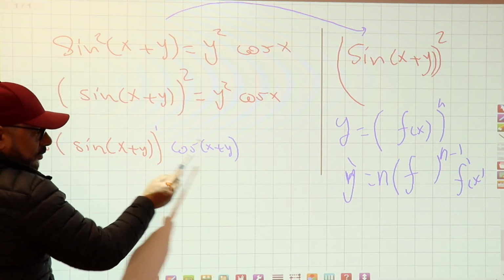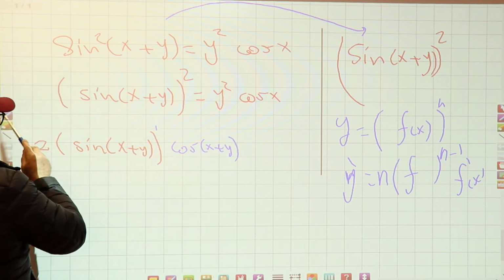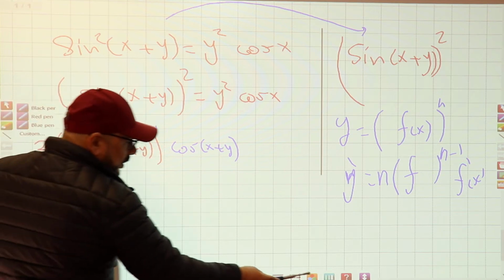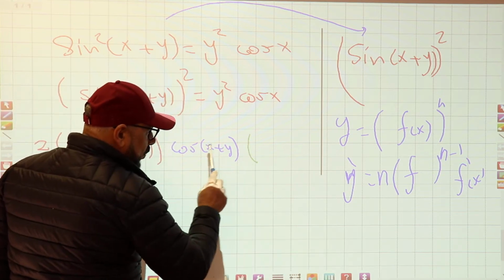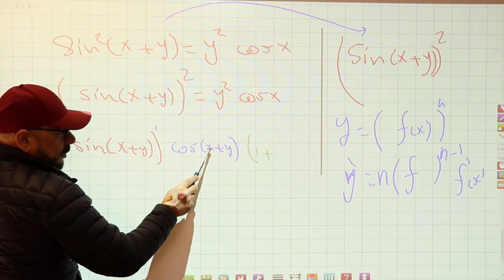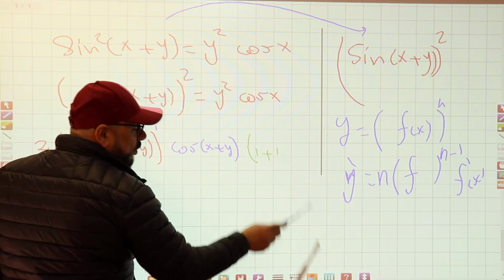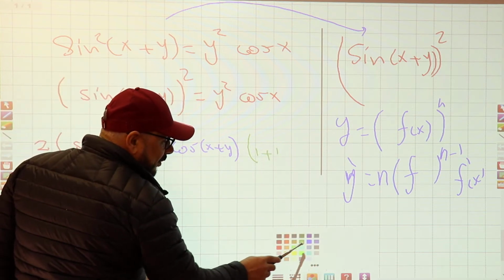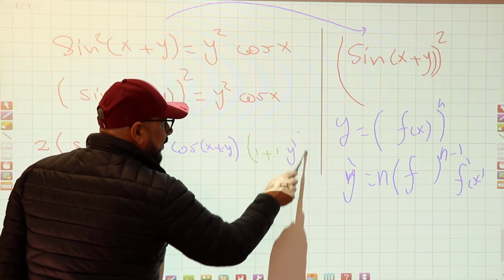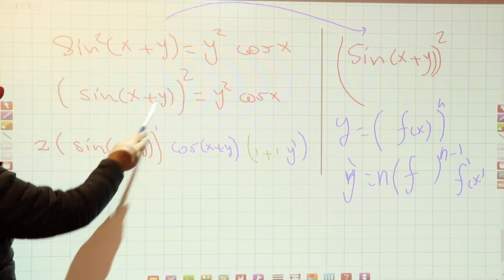Now the derivative of the angle, which is x plus y. The derivative of x is 1, and the derivative of y is 1, but we multiply by y prime. We're done with the left side.